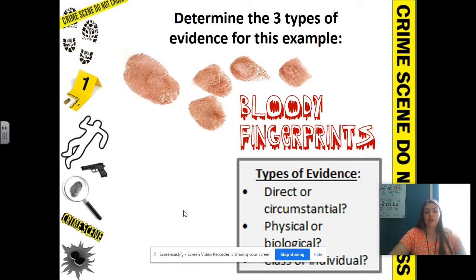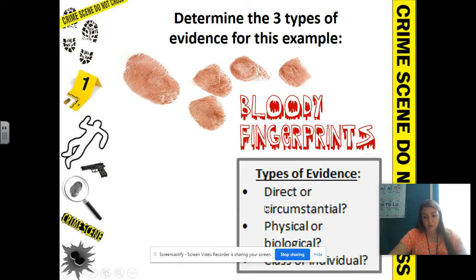Okay, so we're going to do a little practice example here. Determine the 3 types of evidence for this example: bloody fingerprints. If I have bloody fingerprints, is that direct or circumstantial? It would be circumstantial, because remember, direct means they directly saw it. I'm at the crime scene later and finding bloody fingerprints. I don't know who left them there. I did not see them leave them there. I have no visual footage of it. I'm just finding the fingerprints now.